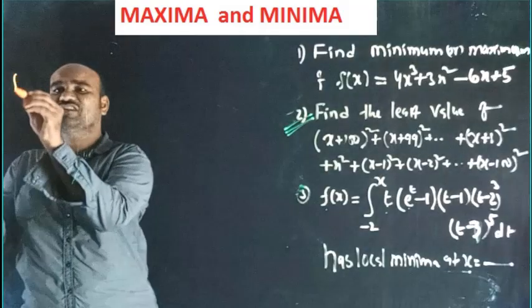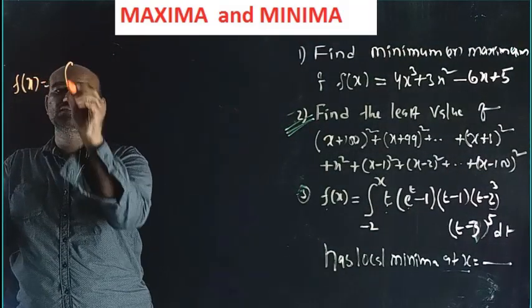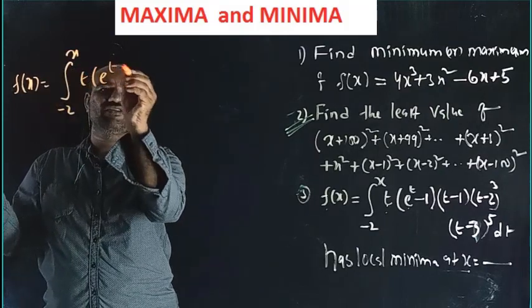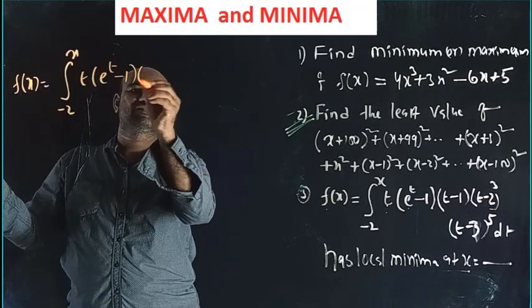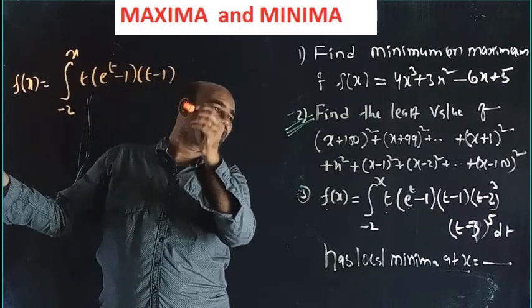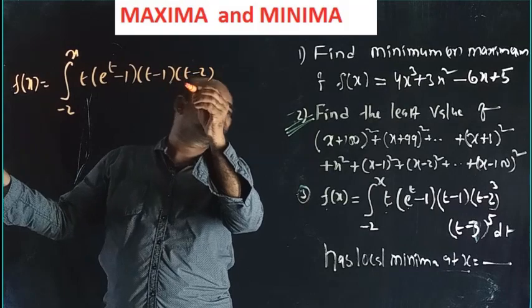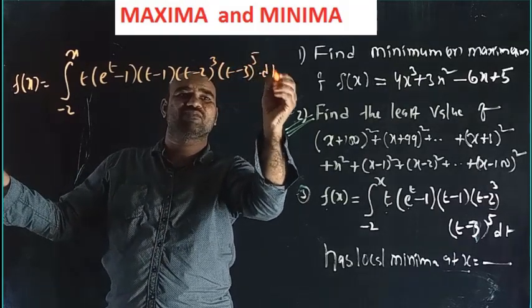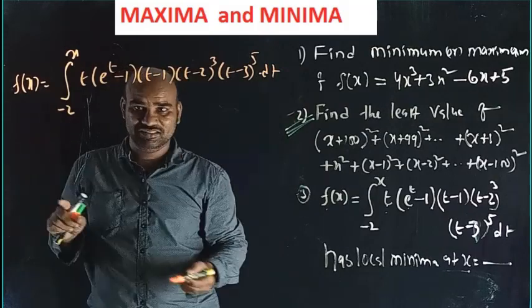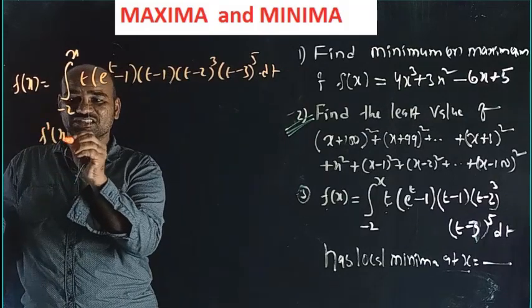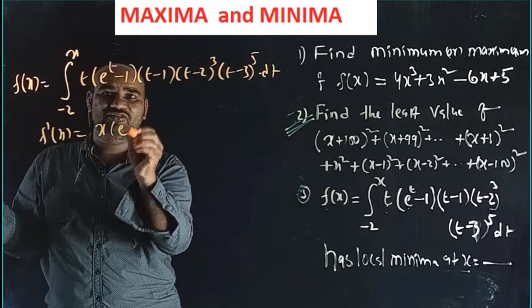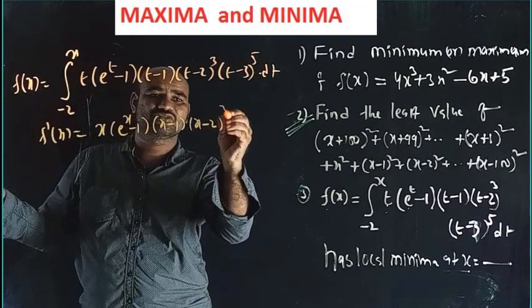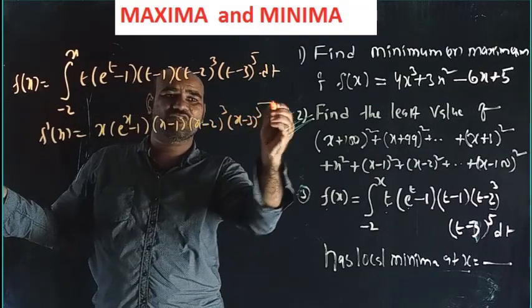Here f of x is given as the integral from 2 to x of t into e power t minus 1, into t minus 1, into t minus 2 cube, into t minus 3 power 5, dt. Directly, as just explained, f dash of x is nothing but x into e power x minus 1, into x minus 1, into x minus 2 cube, into x minus 3 power 5.